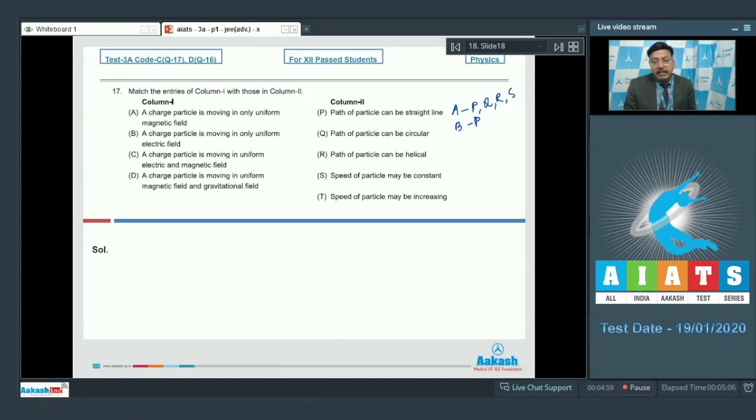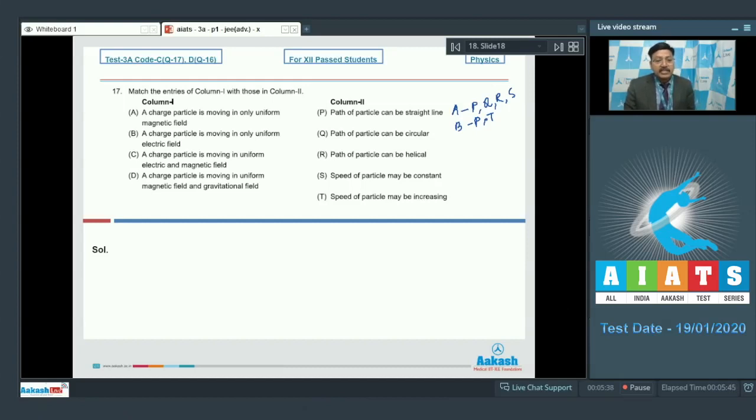S, speed of particle may be constant. Well, this is also not correct because the electric force will be doing work on the particle and its speed will change, its kinetic energy will change. And T says speed of particle may be increasing, which is correct. It in fact matches with B because, as I said, the electric force will do work and that will change the kinetic energy. So it can increase the kinetic energy, it can decrease the kinetic energy. So the speed may increase. So that means B matches with P and T both.